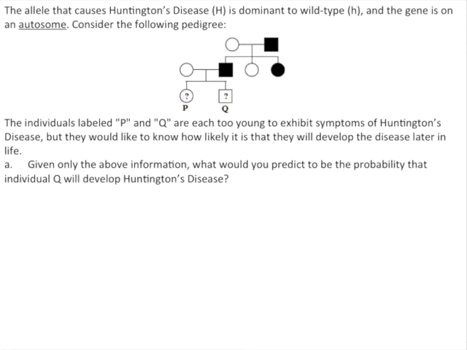From the question, we know that Huntington's disease is autosomal dominant. This means that any individual who inherits the big H allele will develop the disease. With this information, we can start labeling the genotypes of individuals on the pedigree, which is the first thing you want to do in this kind of problem.